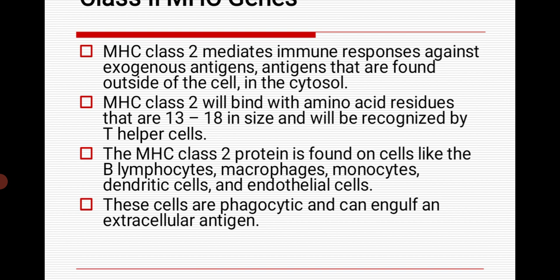The MHC second molecule or protein is found on cells like B lymphocytes, macrophages, monocytes, dendritic cells and endothelial cells. They are represented by antigen presenting cells or APC. The macrophages, B lymphocytes and dendritic cells are professional APC or professional antigen presenting cells. These APCs phagocytose and engulf the extracellular antigen into the cytoplasm.